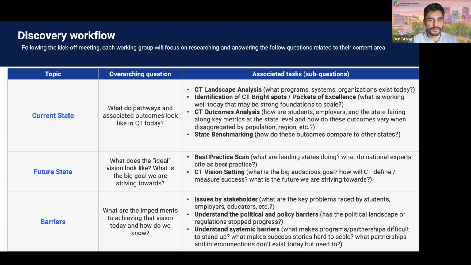Future state, so best practice scan: what are states around the country doing? What are national experts saying? But we're not trying to just copy what other people are doing. We want to do something that works for Connecticut. And this is where you all really come in. And what's our big audacious goal as a working group that we can all get behind?